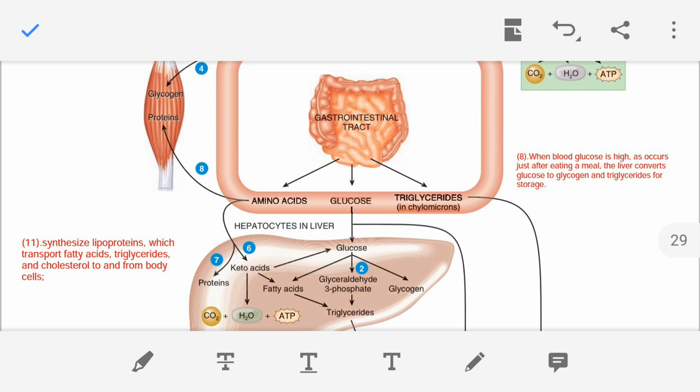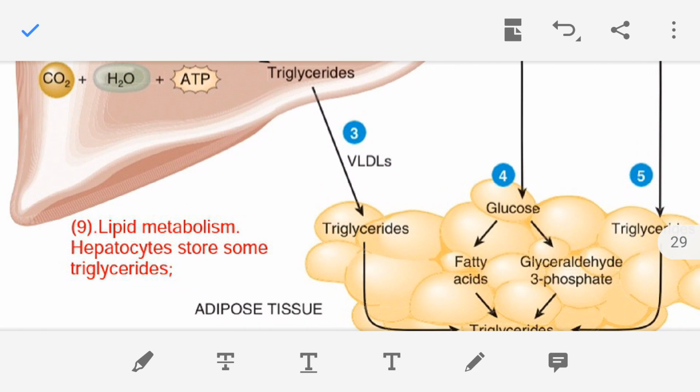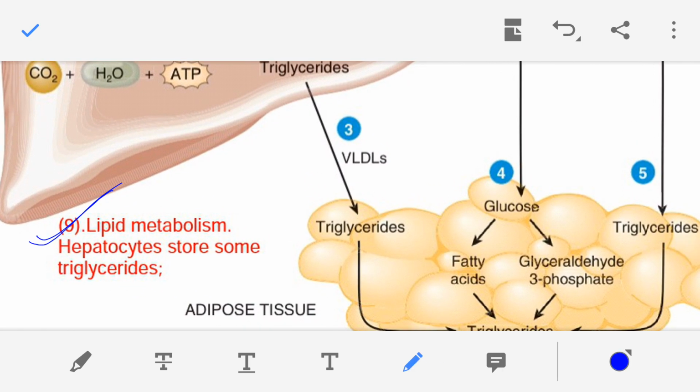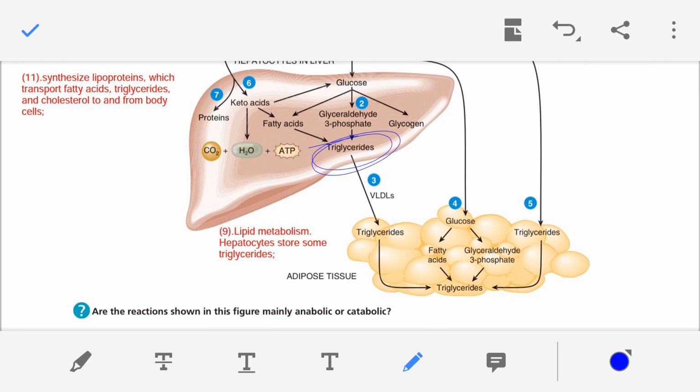Now moving on to the 9th point of our discussion. See, lipid metabolism. Liver is also involved in lipid metabolism. So hepatocytes, the cells of the liver, store the triglycerides. Now here you see, the liver stores the triglyceride. Triglycerides are formed in the liver, and where are these triglycerides going? So these triglycerides are transported into the adipose tissue, and in the adipose tissue the triglycerides are stored.